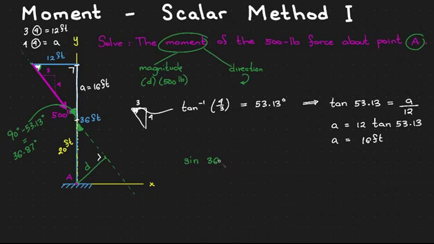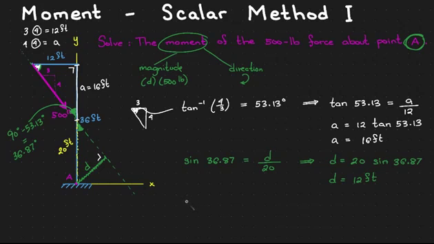Sine of 36.87 by definition is opposite over hypotenuse. Opposite is the distance D that we're interested in. Hypotenuse is 20. So D is equal to 20 times sine of 36.87, making D equal to 12 feet. This is wonderful. We have found the perpendicular distance from the point you're trying to take moment about to the line of action of the force.